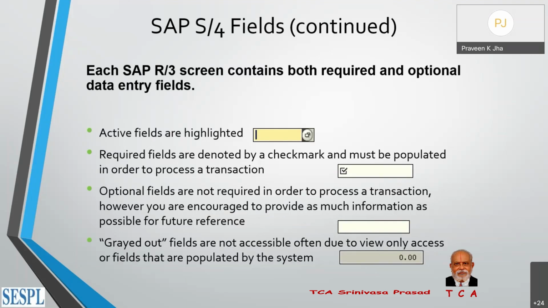Then the tick mark is called the required field. That means without entering this field, you cannot proceed to the next screen or save the document. Then the plain box is called the optional box. In this, you can enter or even skip this box. And the third one is the gray one, that is called the display field. Here you are not able to edit this field, you can only see it. Next slide.